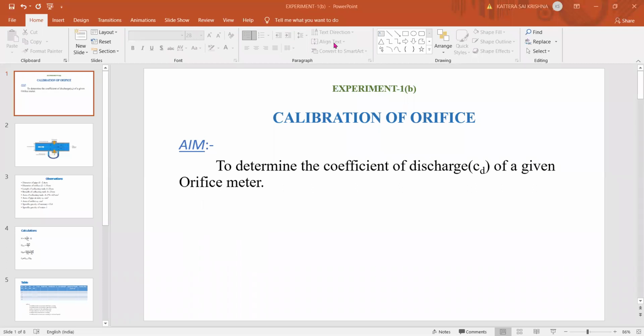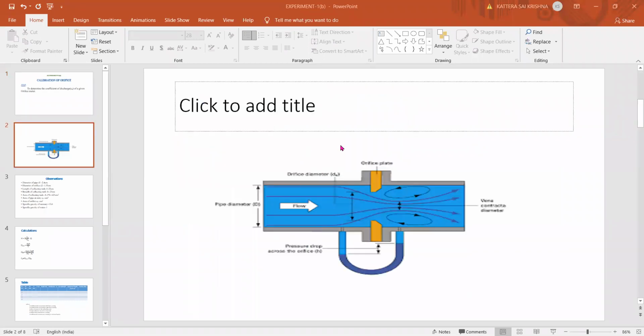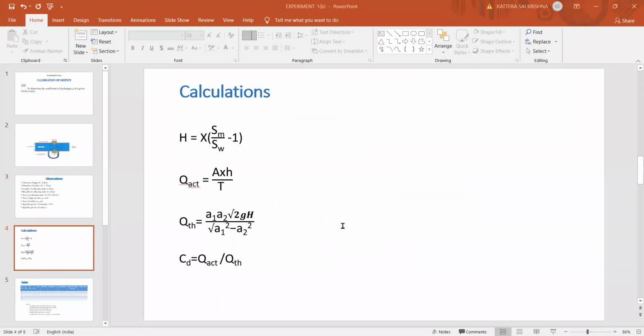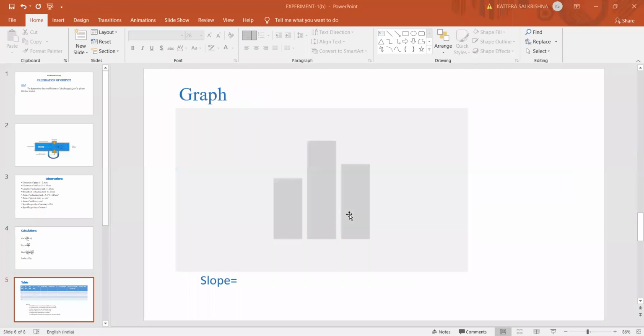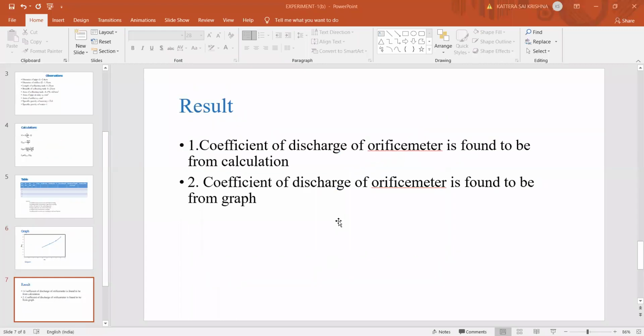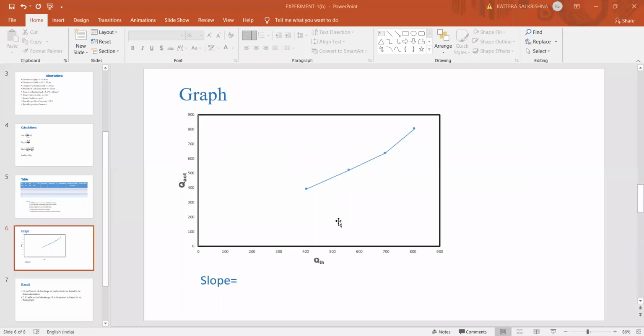So that concept we are using here for the two sections of the meter. For section 1 we are going to say, and for section 2 also, that total energy at the first section is equal to the total energy at the second section. This is the concept we are going to use for finding the discharge and coefficient of discharge. After that we are going to draw the graph, and next we need to draw the result of this.